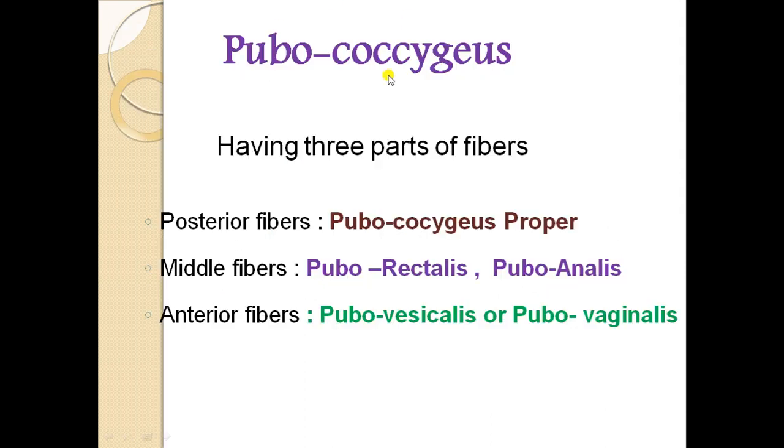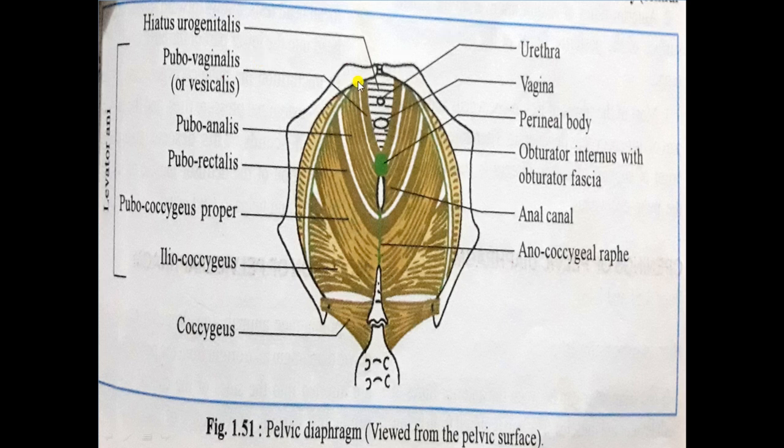Now we will see the pubococcygeus muscle. All these are not in your textbook, so during the explanation, try to take notes. The pubococcygeus muscle is the anterior portion of the levator ani muscle, and it arises from the anterior part of this tendinous arch and the pelvic surface of the pubis. These muscular fibers descend downwards, backwards and medially with different degrees of obliquity and are inserted into different parts. According to this insertion, the pubococcygeus muscle is divided into three parts: the anterior fibers, middle fibers and the posterior fibers.